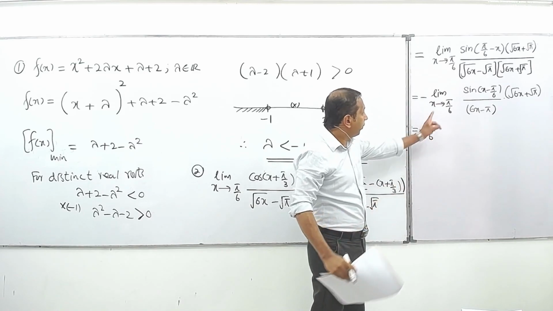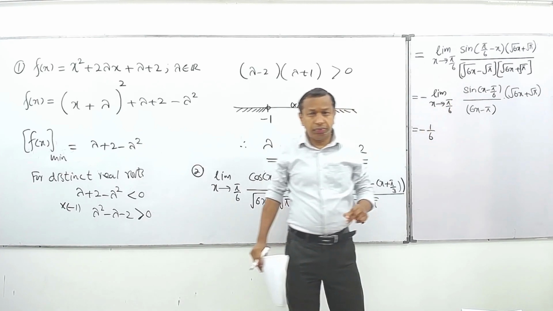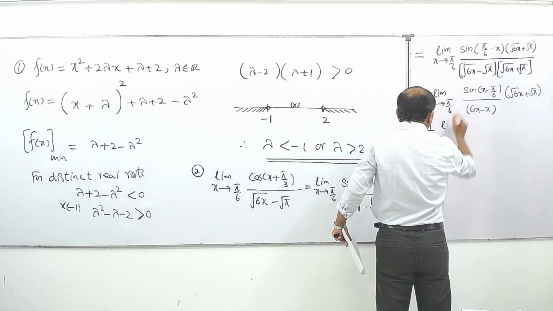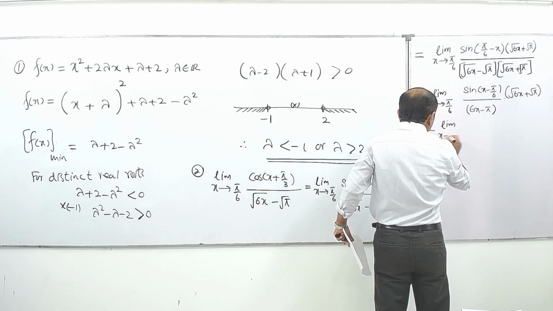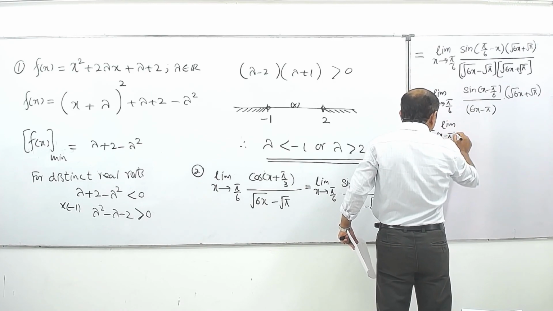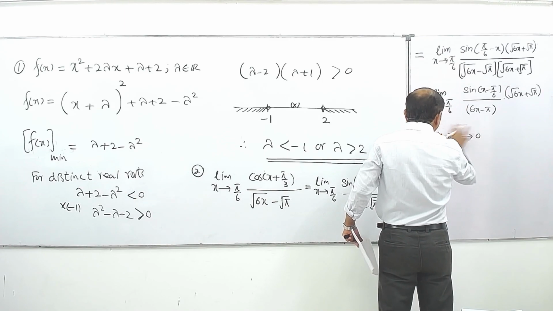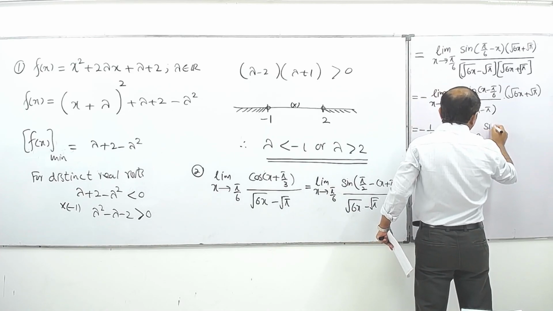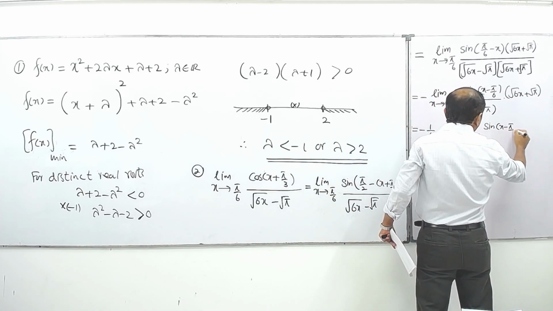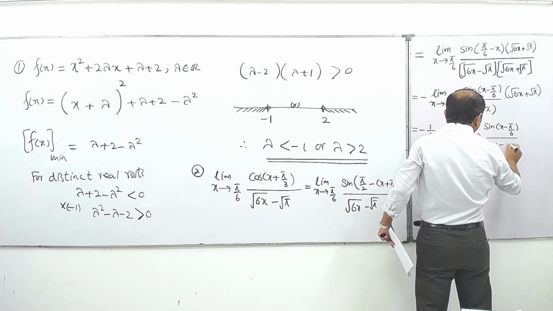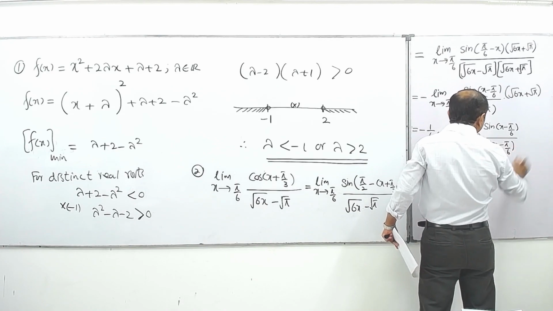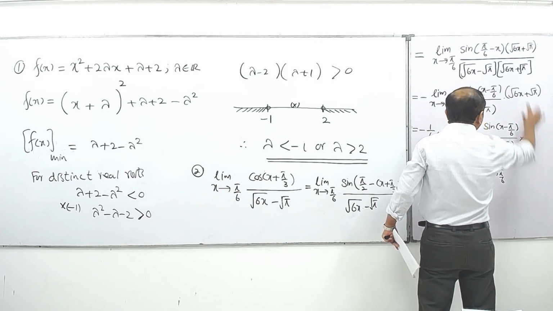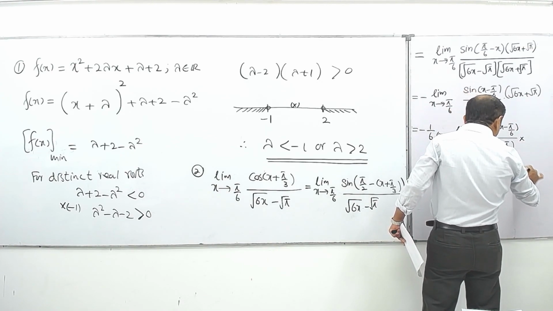People, this x going to pi by 6 means x minus pi by 6 going to 0, no? So therefore I can write it that way. X going to pi by 6 means x minus pi by 6 limit going to 0, this way. Right. So then here what you get is sine x minus pi by 6 divided by x minus pi by 6, right, into limit x going to pi by 6, this part, root 6x plus root pi.